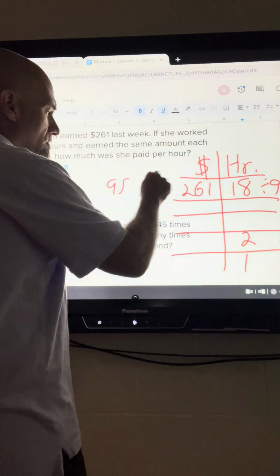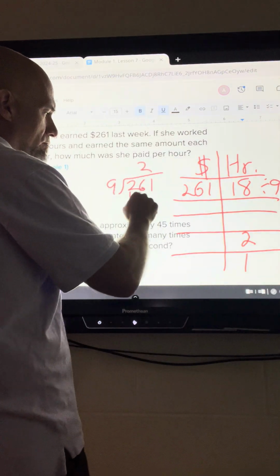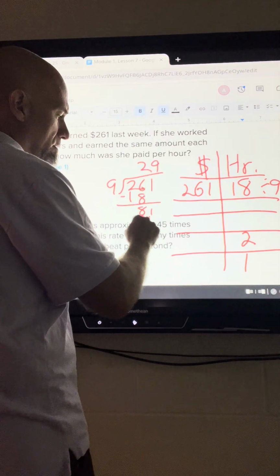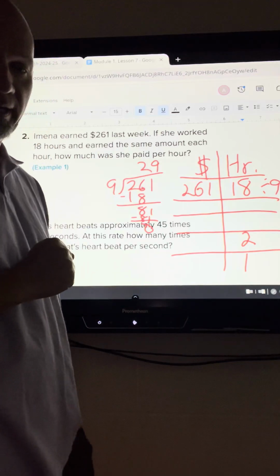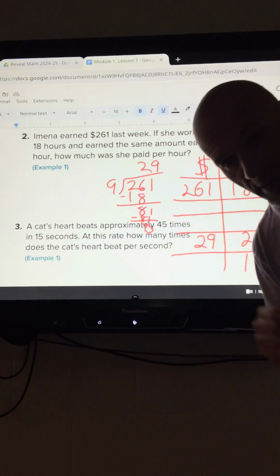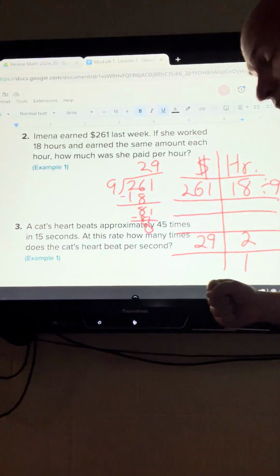And if you divide 261 by 9, it does come out evenly, it equals 29. So at this point, we know that she earns $29 for every 2 hours she works. I'm gonna leave the last part up to you. You figure out how much does she earn per hour.